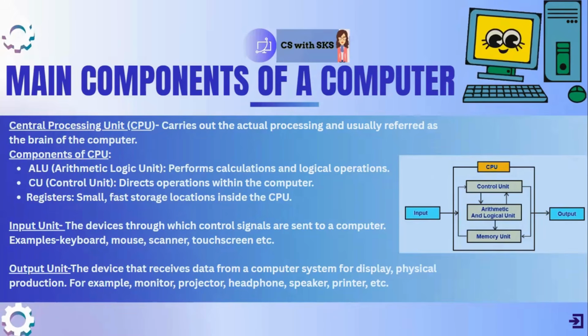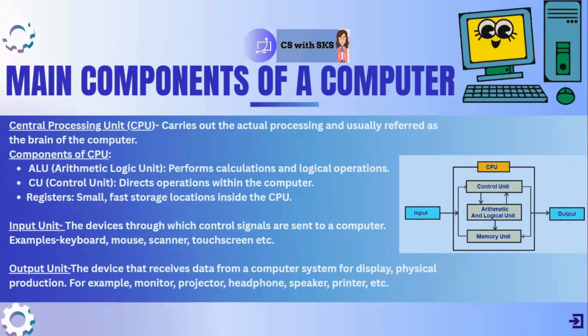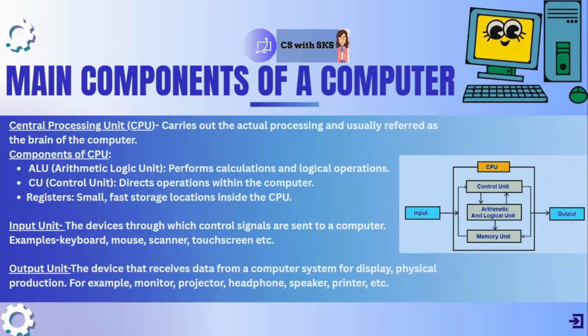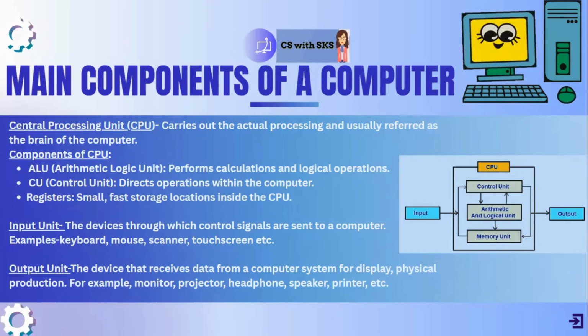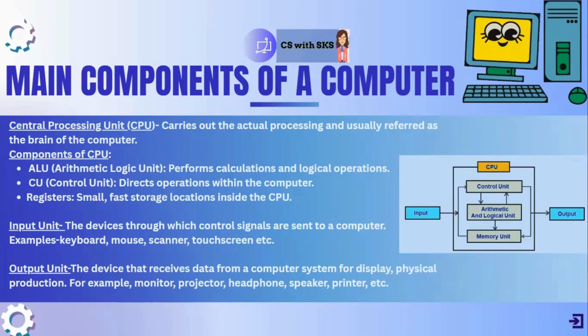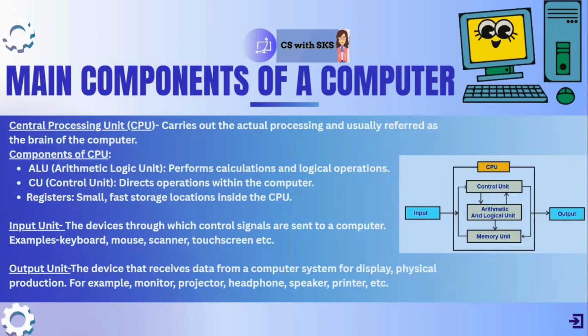ALU is arithmetic logic unit, and it performs all the calculations and logical operations. CU is the control unit that directs operations within the computer, sends control signals, gives directions. And registers, they are small, fast storage locations inside the CPU, basically to store small amounts of data for quick access.